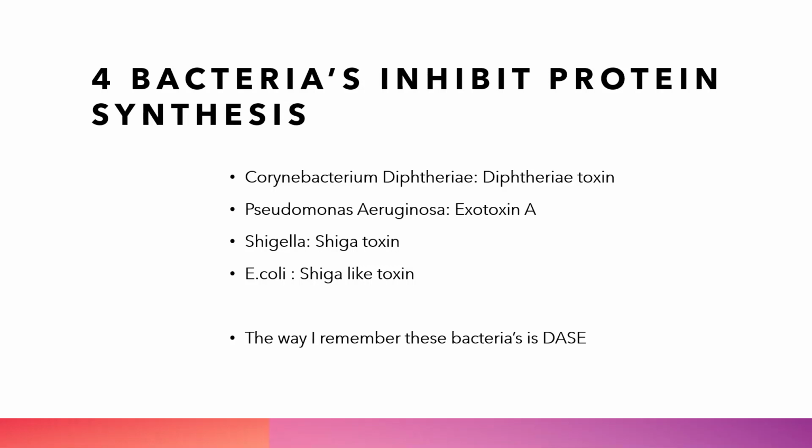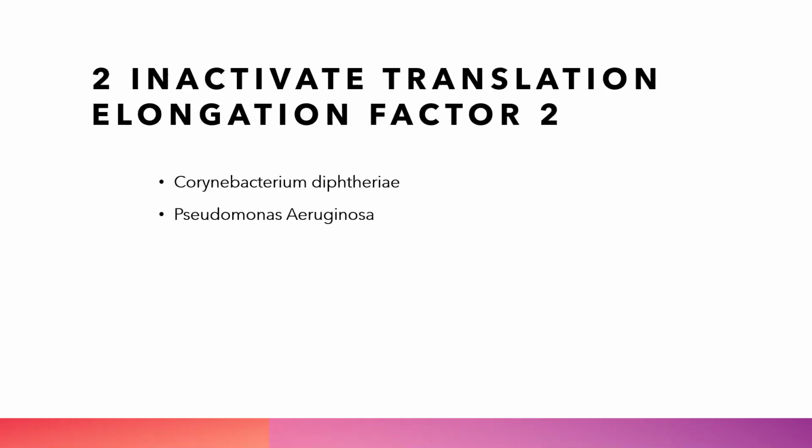Diphtheria contains diphtheria toxin, Pseudomonas aeruginosa contains exotoxin A, Shigella has Shiga toxin, and E. coli has Shiga-like toxin. Because Shigella and E. coli have almost the same toxin, you can assume that the side effect is going to be very similar. Which ones inactivate translation elongation factor 2? That is going to be Corynebacterium diphtheriae and Pseudomonas aeruginosa. The mechanism is that both of these inactivate the translation elongation factor 2 in eukaryotic cells.